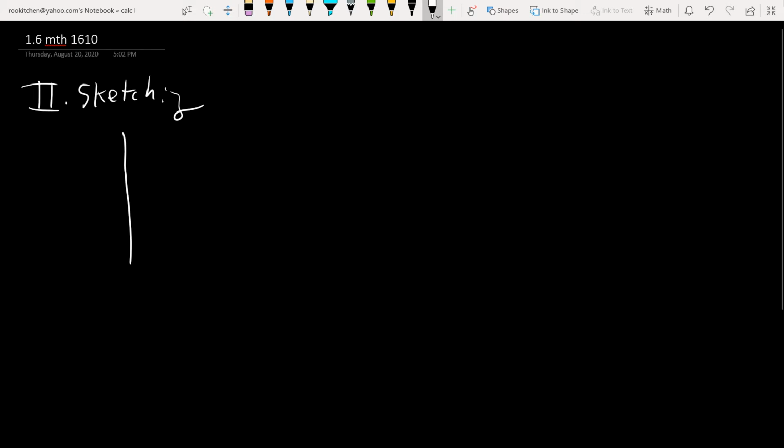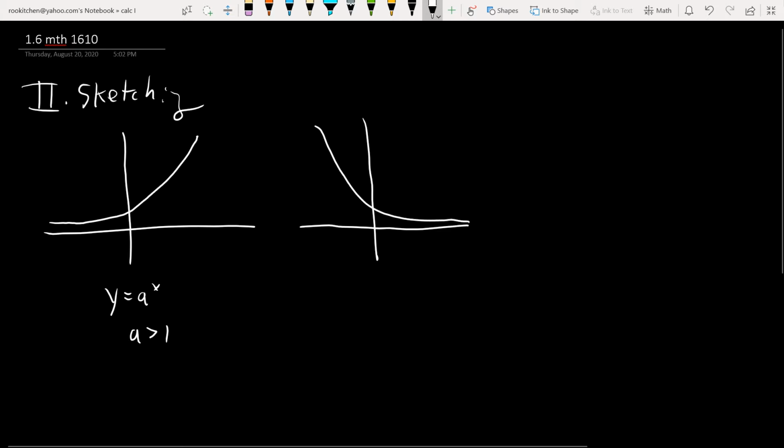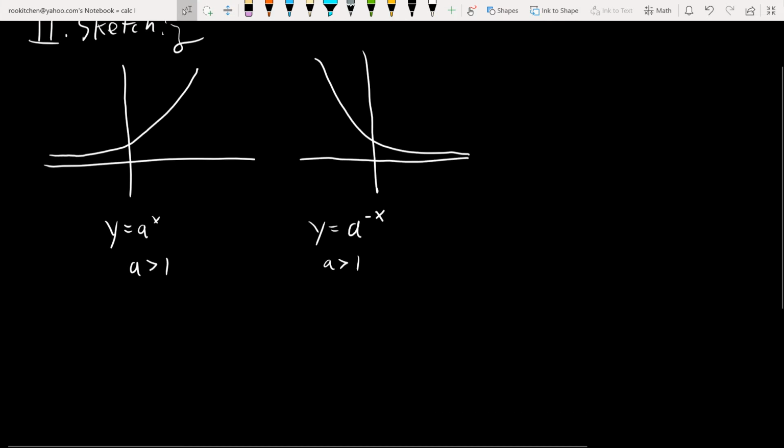They look like ramps, right? So the exponential growth, you hear that sometimes when they talk about the virus, the coronavirus and stuff like that. Exponential growth, so this is y equals a to the x, where a is greater than 1. And then, of course, if a is in between 0 and 1, we have the rotated version, exponential decay. Or if you'd rather, a to the negative x, again, a is greater than 1.